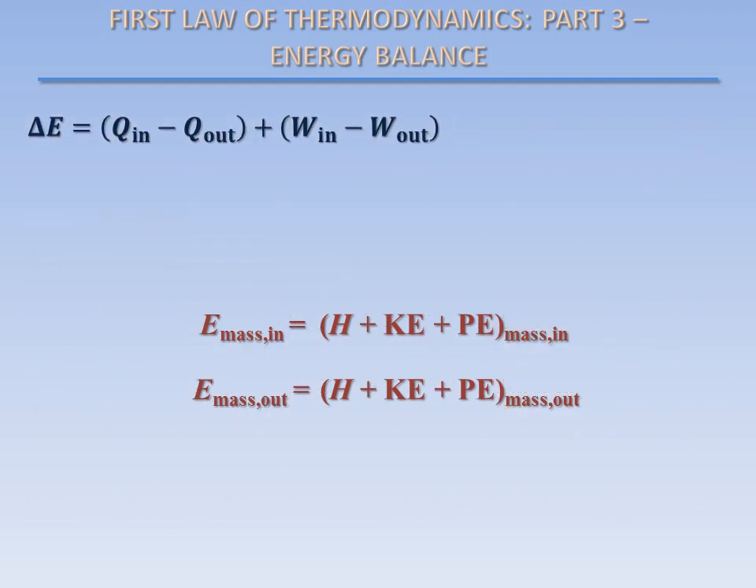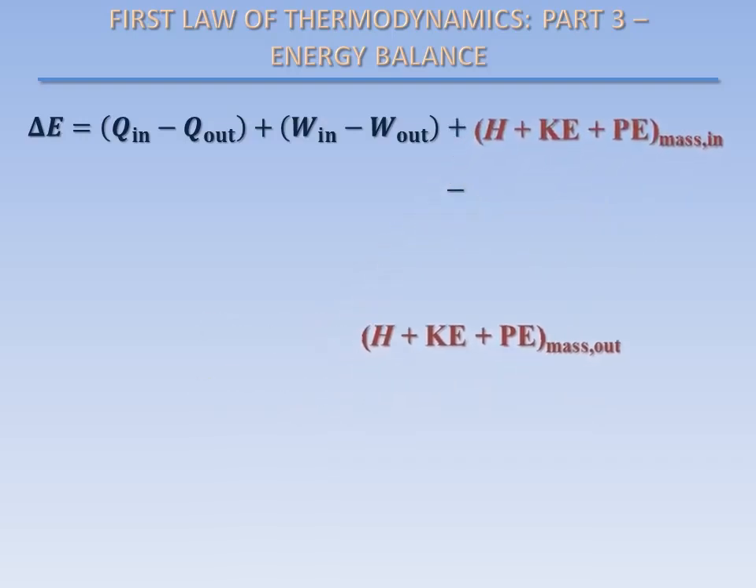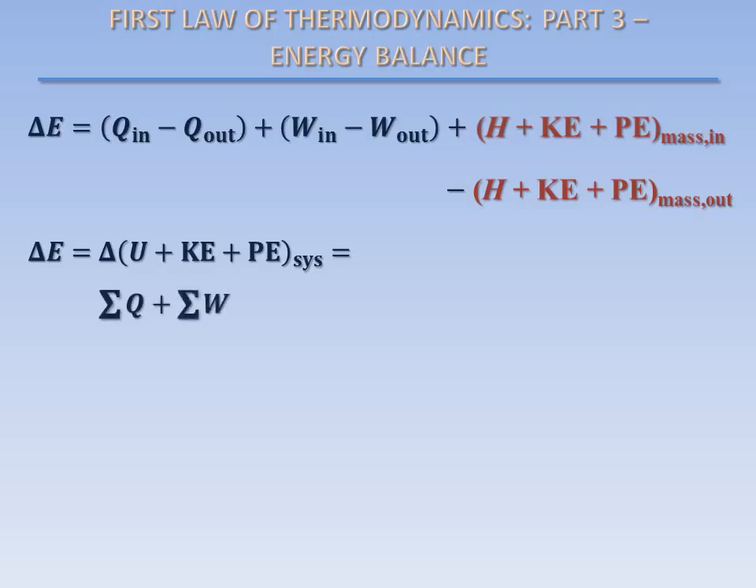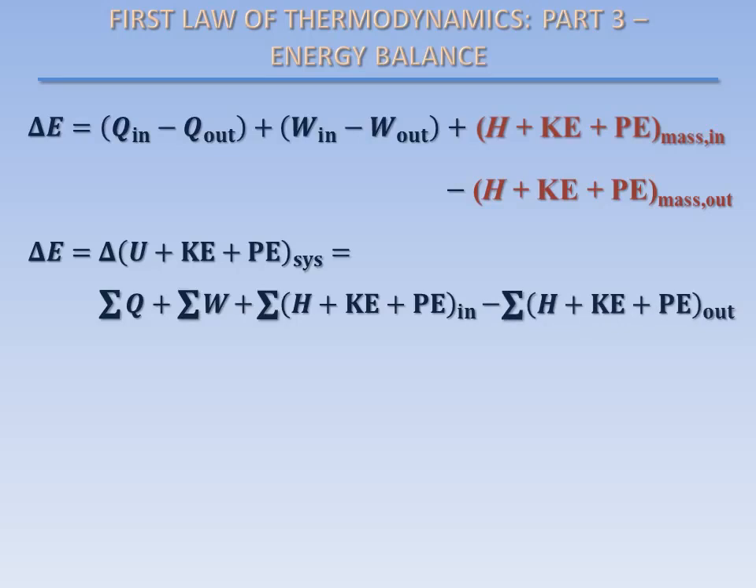We can now update our original energy balance with these new expressions for the energy flowing into and out of our system with mass. We will rewrite the energy balance in a more general form as follows. The change in total energy of a system during a process, which equals the change in the sum of the internal energy, kinetic energy, and potential energy of the system, is equal to the sum of all heat transfer interactions with the system, plus the sum of all work interactions with the system, plus the sum of all of the energy contained in the mass flowing into the system, minus the sum of all of the energy contained in the mass flowing out of the system.